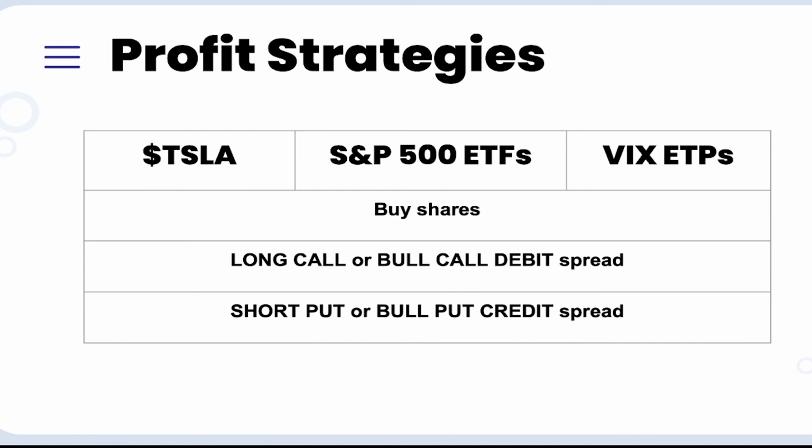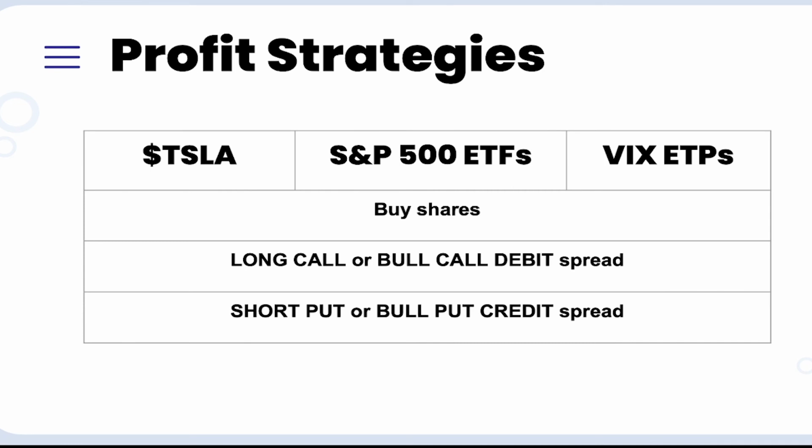You can also do a bull call debit spread. Obviously a bull call debit spread will be much cheaper than a long call, so that's why I'm including it. And then you can do a short put, where you'll collect premium, or you can also do a bull put credit spread. Very similar again, but significantly less risk.